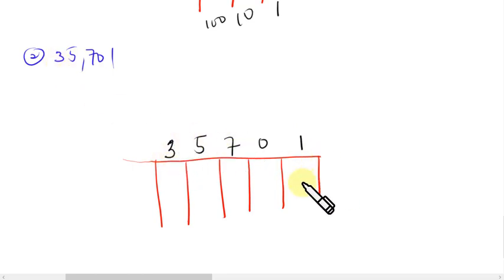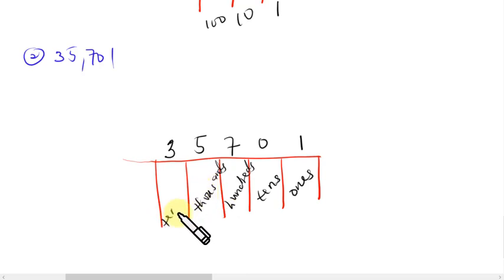Okay, so the first one, this will be the ones. All right, so times 10, this will be the tens. So the 10 times 10, this will be the hundreds. And 100 times 10, this will be the thousands. Okay, and 1,000 times 10, this will be 10,000. Okay, so how do we pronounce this number? 1, 2, 3. So we say 35,701.